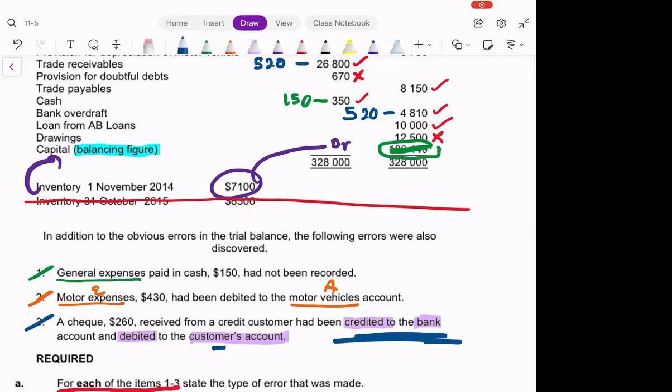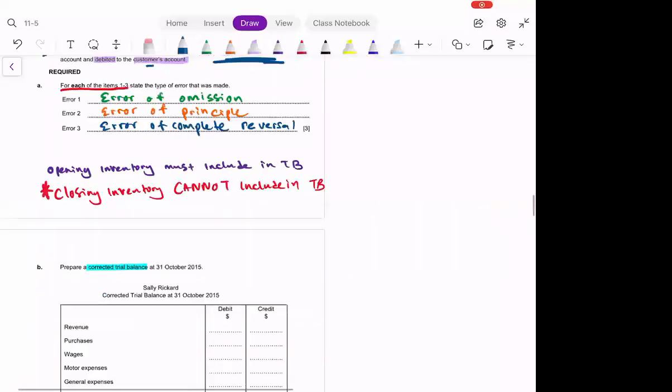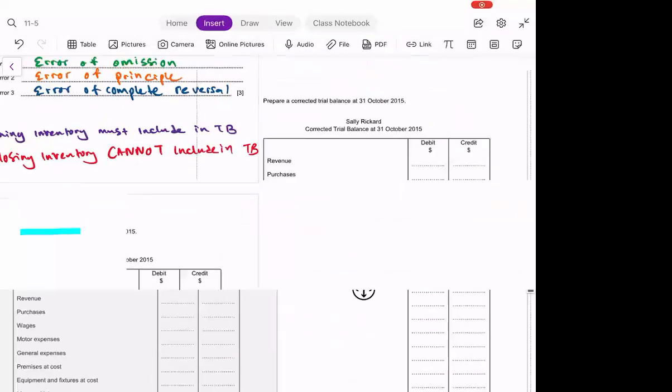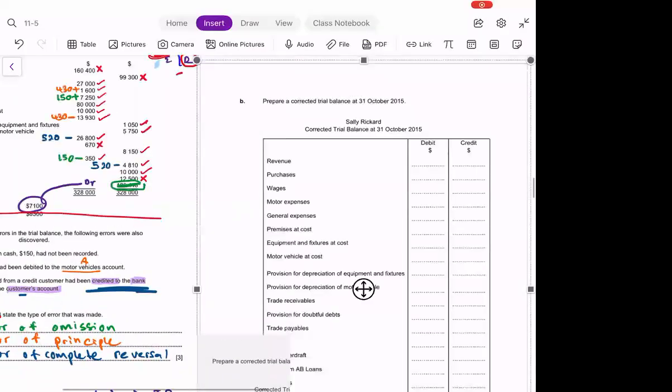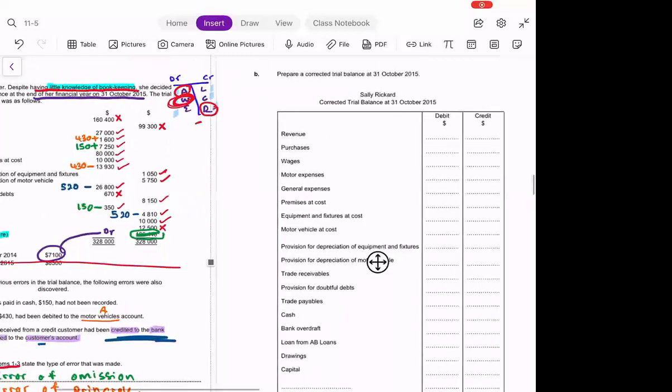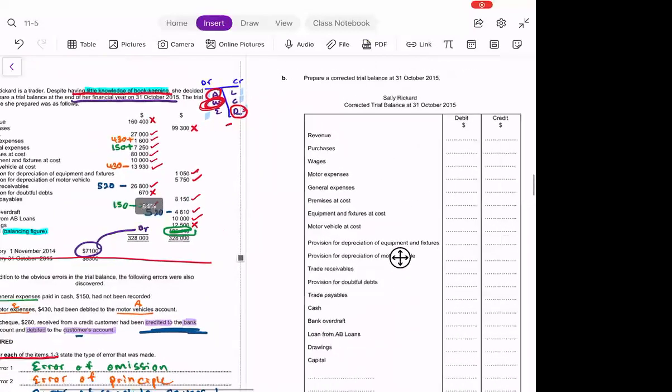Okay, if yes, we have done all the correction. You need to go to the next page. You need to do this account yourself. You can refer to this one. You know what to do, right?